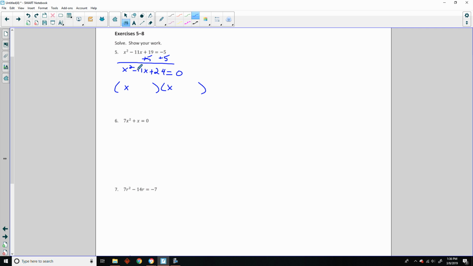Factors of c that add up to b. They're both negative because b is negative and c is positive. So I want factors of 24, which are 1 times 24. That adds up to 25. I want 11. 2 times 12 adds up to 13. I want 11. 3 times 8 is 24. I want 11. That is 11, so it's 3 and 8.